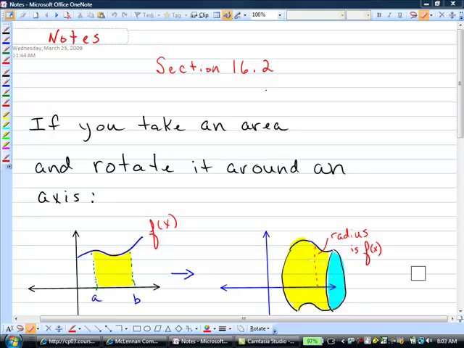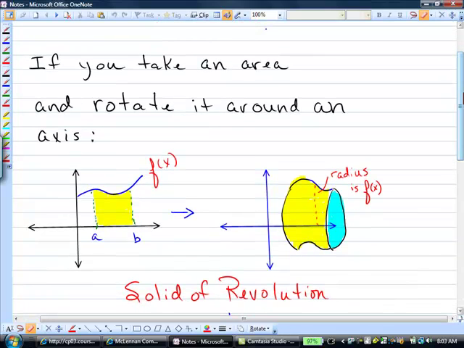Okay, section 16.2. Now we've done integration. We've started the applications of that, and now we're going to use this to talk about volume and revolving a curve around an axis. It's a little bit odd, but I'm going to help you get your head around it.